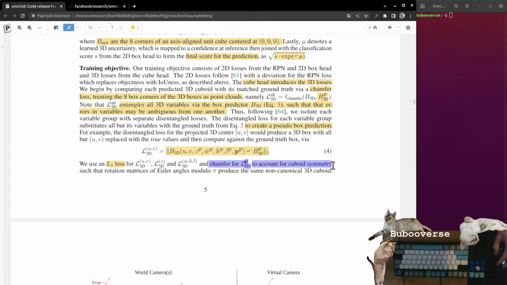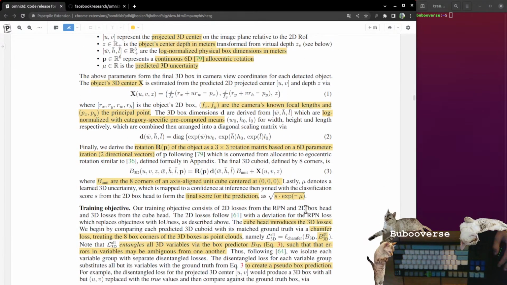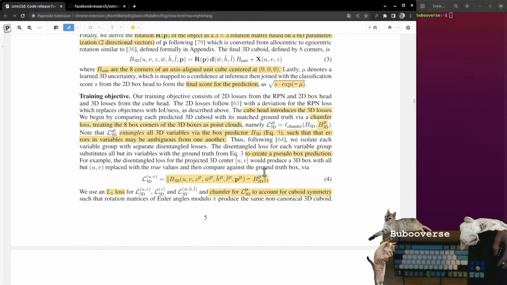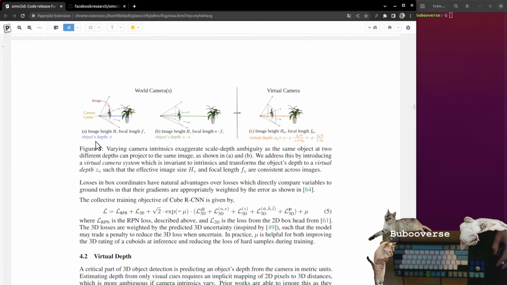Oh, okay. And the reason they do this chamfer loss is to account for cuboid symmetry. So, like, let's say you have this couch here, right? If your network predicted this 3D bounding box, and it was all perfect except it was rotated by 180 degrees, you wouldn't want to penalize that, right? Because that 3D bounding box overlaps very well with the actual couch. So they want to allow for the symmetry of the cuboid, which is why they have this chamfer loss. Losses in box have natural advantages over losses which directly compare variables.